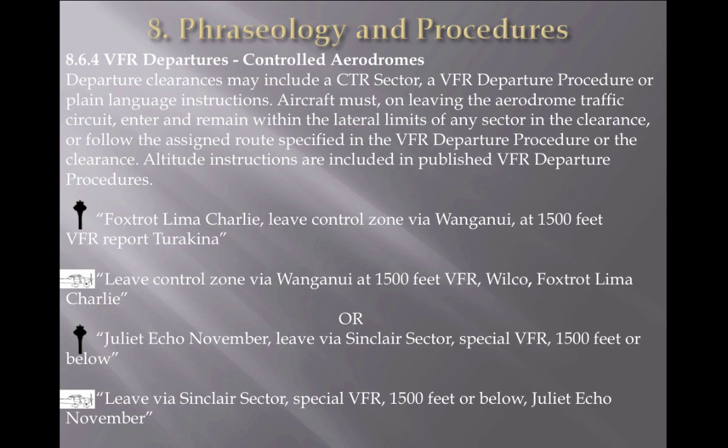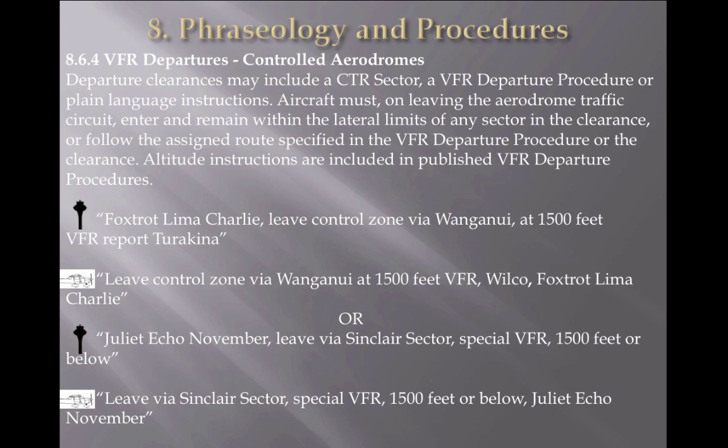For VFR departures, and in controlled aerodromes, departure clearance may include a CTR sector, a VFR departure procedure, or a plain language instruction. Aircraft must, on leaving the aerodrome traffic circuit, enter and remain within the lateral limits of any sector in that clearance, or follow the assigned route specified in the VFR departure procedure or the clearance. Altitude instructions are included in published VFR departure procedures.